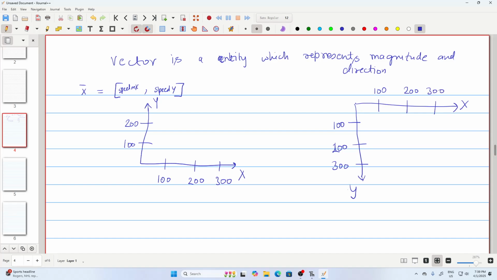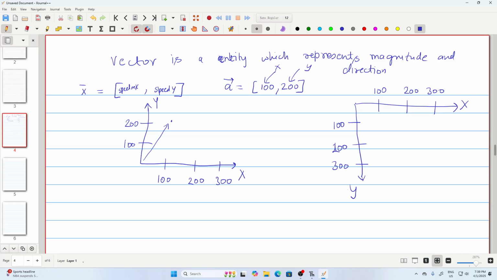Now when we have a vector, let's say a, and that's how you denote a vector, an alphabet with an arrow over top of it, we write the vector as 100, 200. So this 100 is the x component and this is the y component. This means that let's say 100 in x is here and 200 is here. So what does this mean? The vector is in this direction. So this is the direction of the vector.